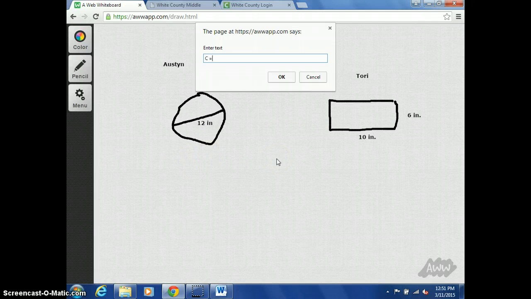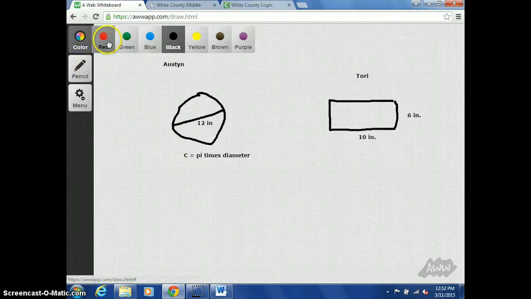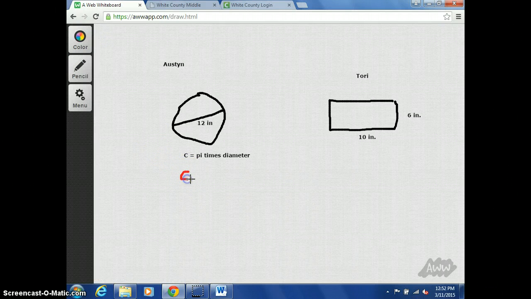What's the formula for circumference? Pi is 3.14. Pi times the diameter. So let's do that. In this case, what is the diameter? 12. So 12 pi. Go ahead and multiply 12 times pi, see what you get. 37.69, so we'll say 37.7 inches.